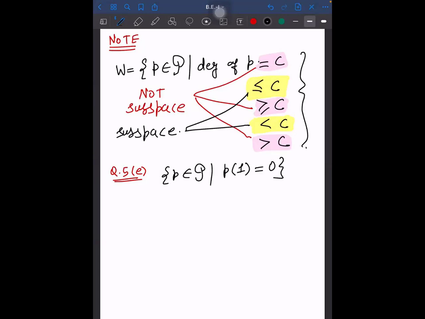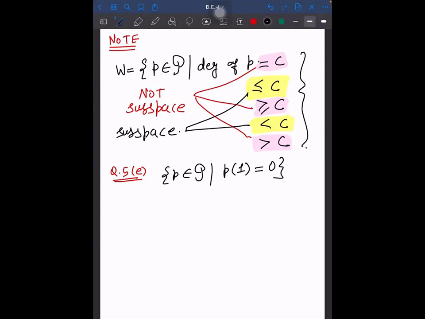Sir, I guess it will, because P of 1 is equal to 0. So if we multiply, it will still be 0. There is no problem with scalar multiplication; is there a problem with addition or not, that's what I want to ask. Sir, no, it will form a subspace. If your P1 is 0, that means 1 is the root.